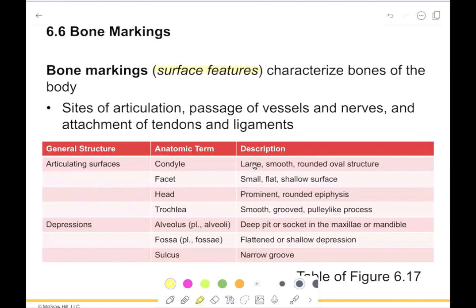Some of the bone markings that I want to point out to you here come in groups, for example, by their main purpose. If the purpose is that it's for an articulating surface, we have four different ones: a condyle, a facet, a head, and a trochlea. It's important that you know what these words mean, because it'll make your life easier when you're identifying some of them on bones. So bone markings serve for sites of articulation, openings or passages for vessels and nerves, and also attachment sites for tendons or ligaments.